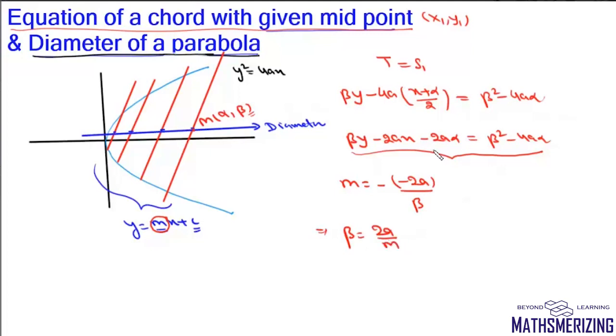Now we'll replace alpha with x and beta with y. So we'll get this equation as y equals 2a by m. So the equation of a diameter of the parabola y square equals 4ax will be y equals 2a by m. It will be a line which is parallel to the axis of the parabola and at a distance of 2a by m units from the origin.